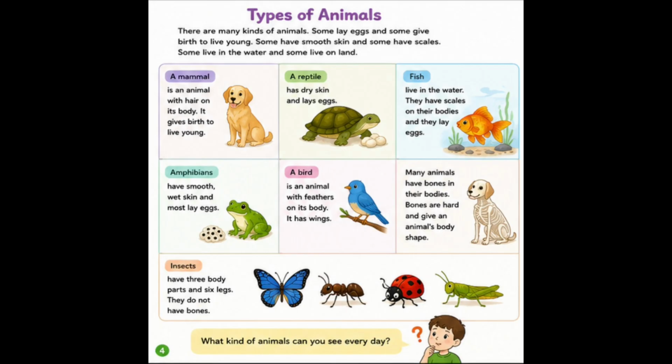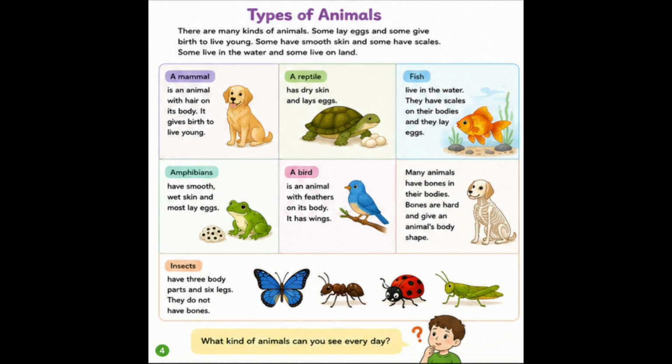Types of animals. There are many kinds of animals. Some lay eggs and some give birth to live young. Some have smooth skin and some have scales. Some live in the water and some live on land. A mammal is an animal with hair on its body. It gives birth to live young.